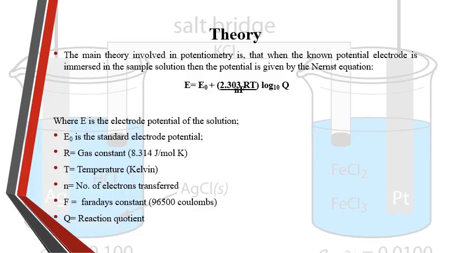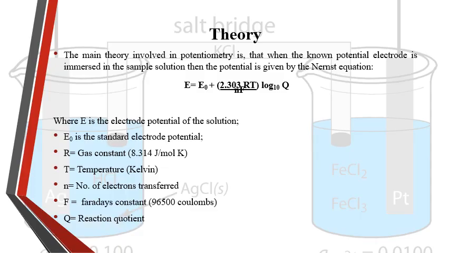Now, there are some key points. The logarithmic relationship: the equation indicates a logarithmic term, meaning the relationship between the potential and the concentration is logarithmic. This means that small changes in concentration can lead to significant change in potential. Temperature dependence: the equation shows that temperature plays a vital role in determining the potential, as higher temperature can increase the kinetic energy of the particle, thus affecting the potential.